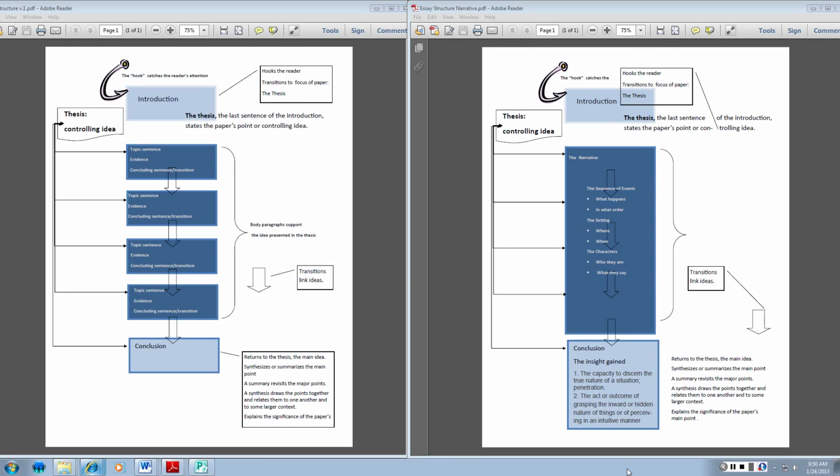So when we look at a narrative essay or a memoir, we're looking at the same fundamental structure, the same basic pieces, but the body of our paper is developed through the telling of a story. We have a point, and the story helps to illustrate that point.